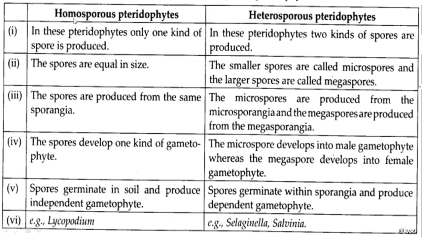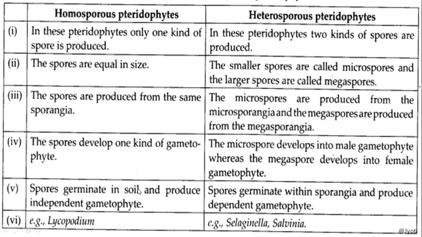So this is the difference between homosporous pteridophyte and heterosporous pteridophyte. In homosporous pteridophytes, only one kind of spore is produced, but here two kinds of spores are produced, as I have told you earlier. The spores are equal in size, but here the spores are microspore and megaspore, small and big. The spores are produced from the same sporangia, but here two different sporangia are there to produce microspore and megaspore. So in homosporous, the spores develop one kind of gametophyte, but here two types of gametophytes are developed.